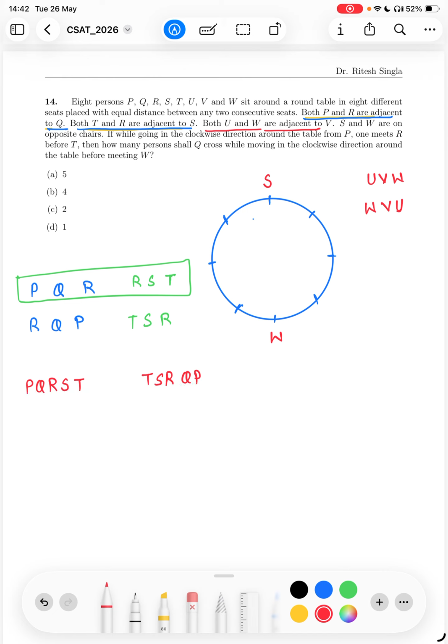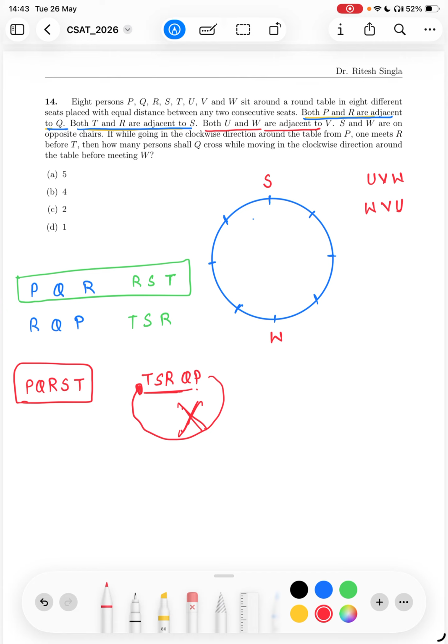If, while going in the clockwise direction around the table from P, one meets R before T. So suppose this was the orientation, then if you have gone clockwise, you will get T first and then R. So this is a wrong orientation. This is our correct orientation. So it is PQRST.